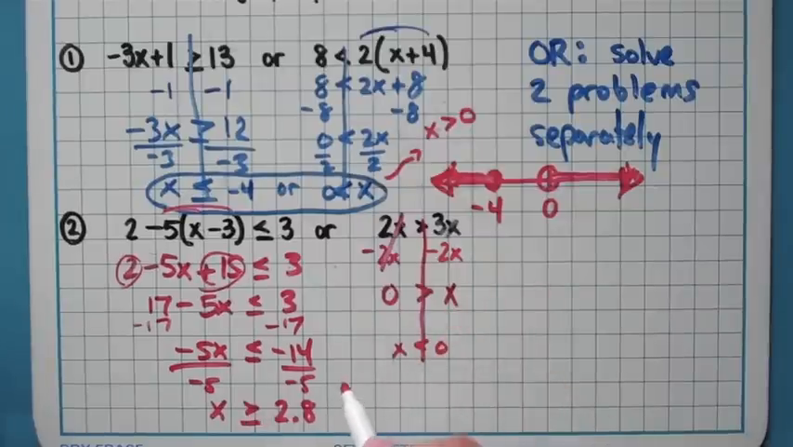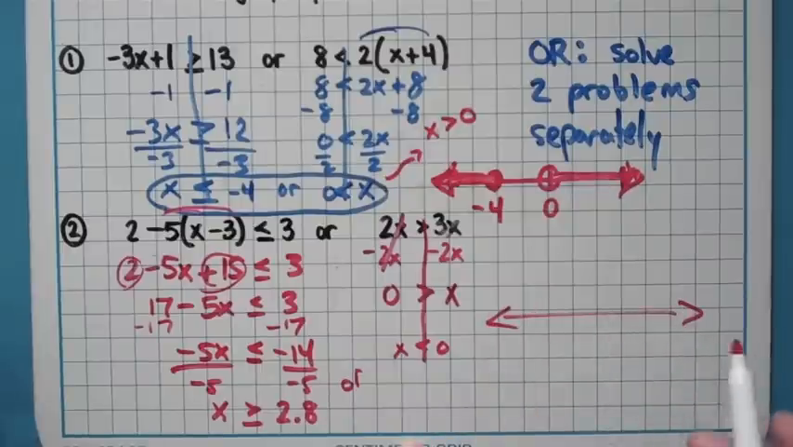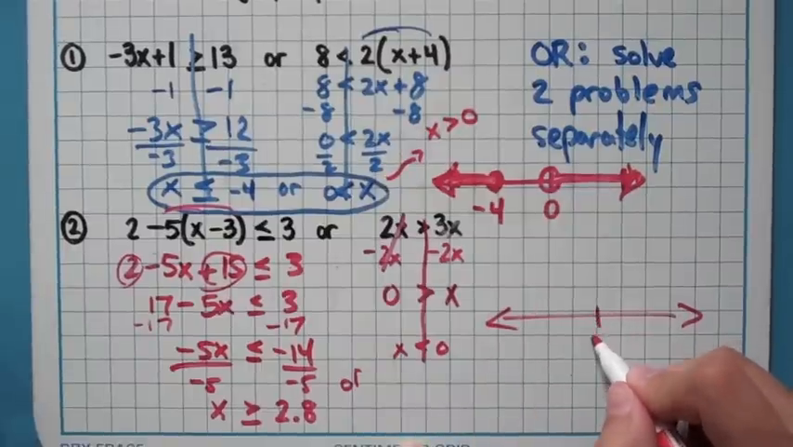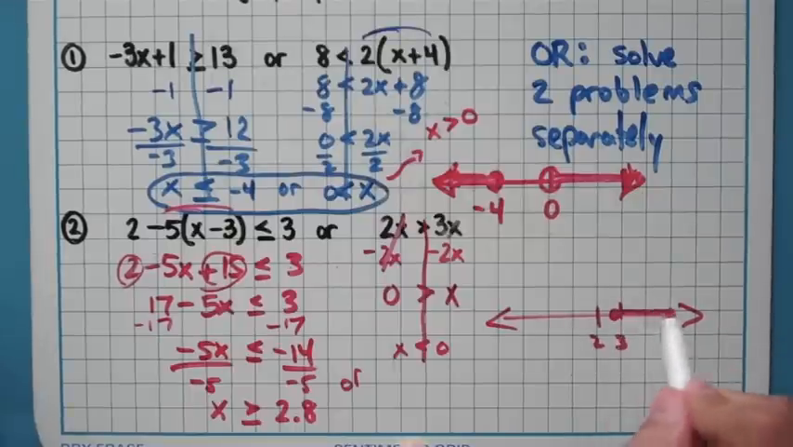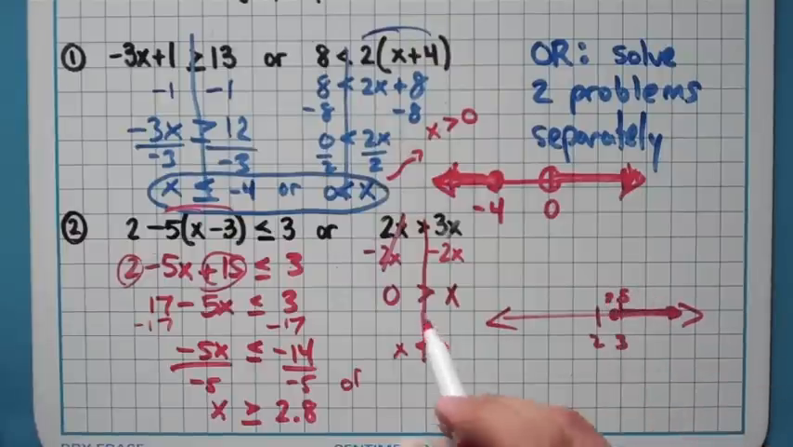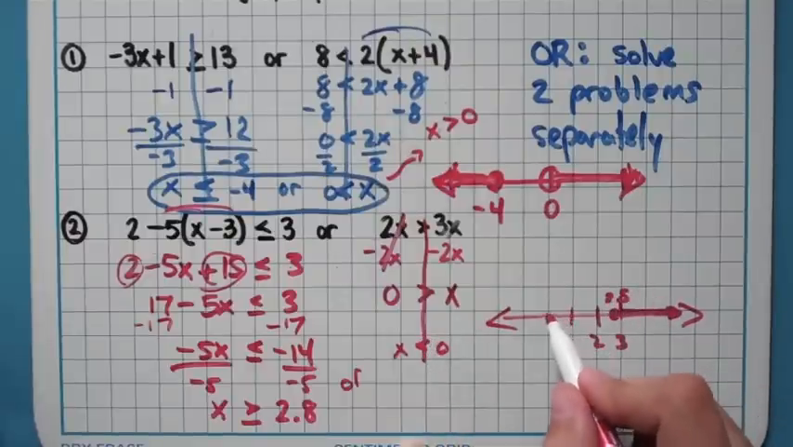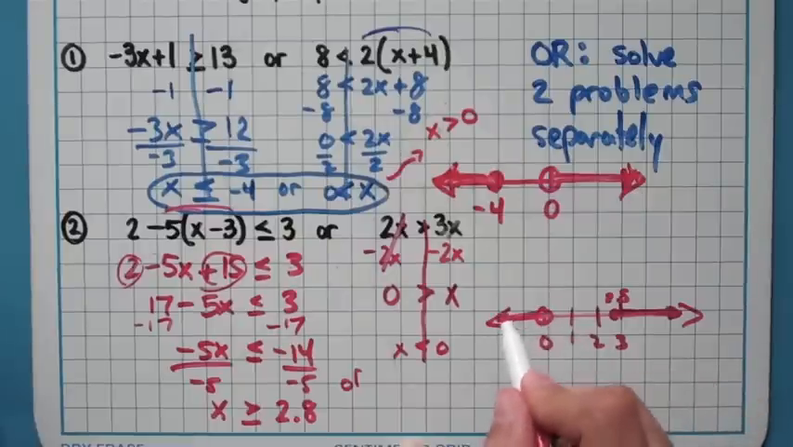So I have x greater than or equal to 2.8 or x less than 0, and on a number line, let's see, say there is 2 and there's 3, 2.8 is going to be like right there, shaded to the right, so that'd be 2.8. And this one is less than 0: negative, there's 1, there's 0, open circle, shaded left.